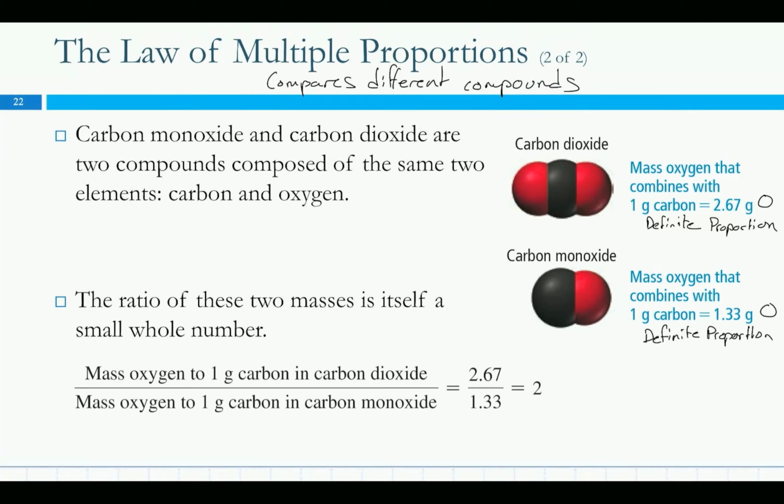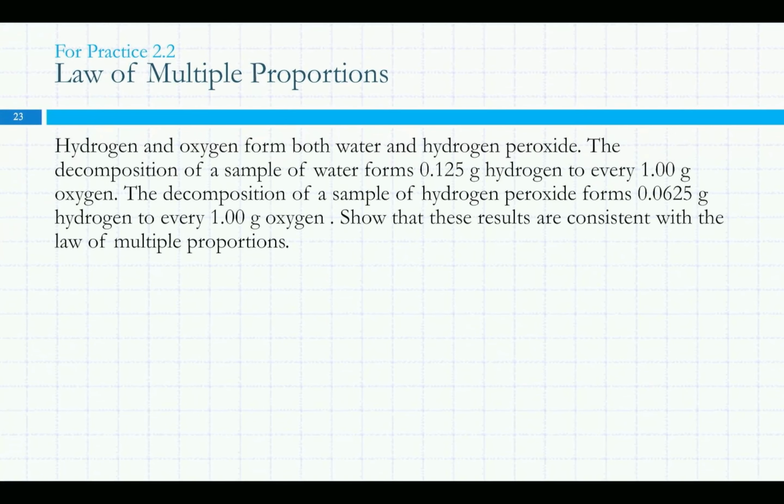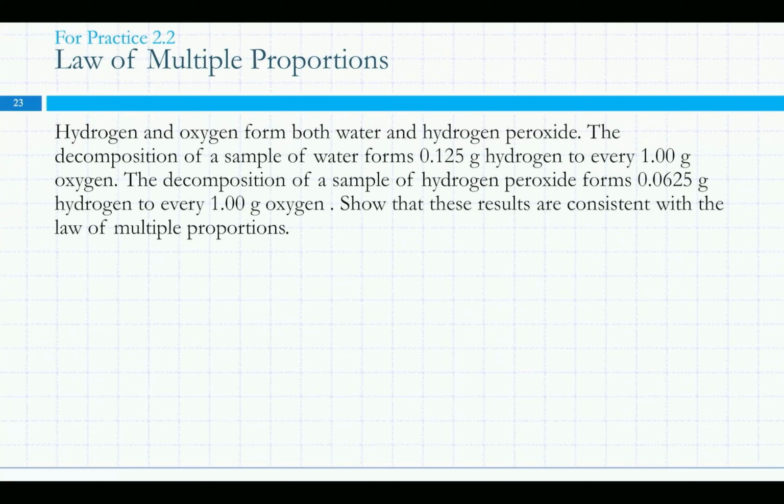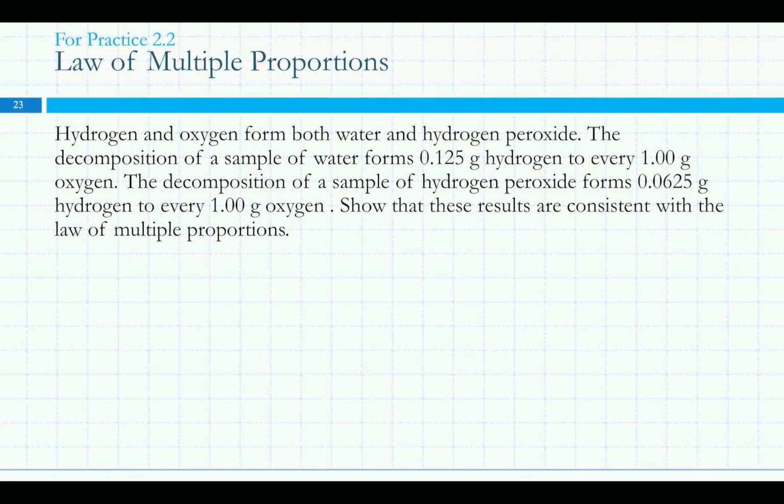All right, I think it helps to see more examples of this, so we'll do this one here. Hydrogen and oxygen both form water and hydrogen peroxide. We saw that before. Do this decomposition reaction of a sample of water, we get 0.125 grams of hydrogen for every 1 gram of oxygen. And then we do a decomposition of hydrogen peroxide, so different compound. We get 0.0625 grams of hydrogen for every 1 gram of oxygen. So, give you a second here to pause if you want to just try this whole problem.